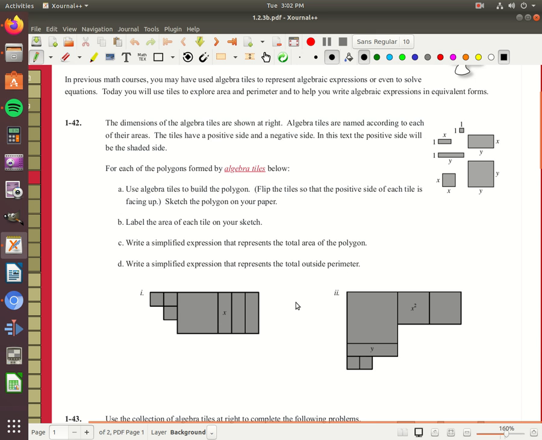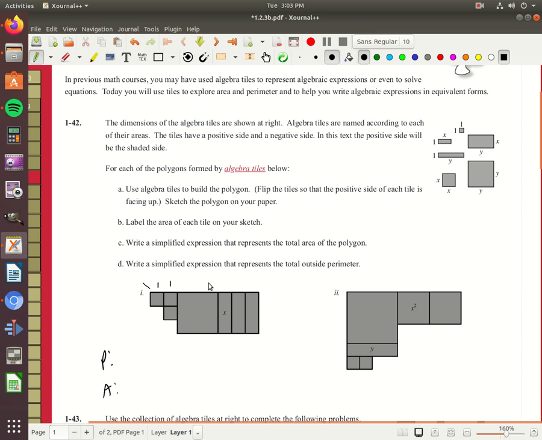So what it asks us to do over here is to figure out the perimeter and the area of these shapes. And again, when I do these, the perimeter is always more difficult than the area. The area is always pretty simple. So I'll go ahead and do the harder one first. I'll start with the perimeter.